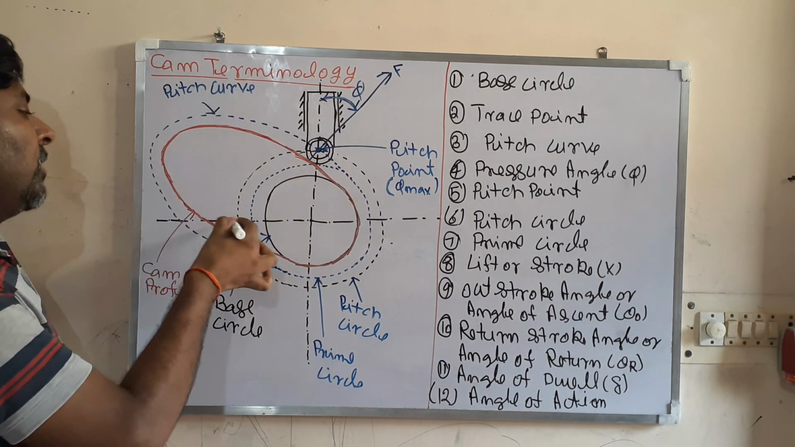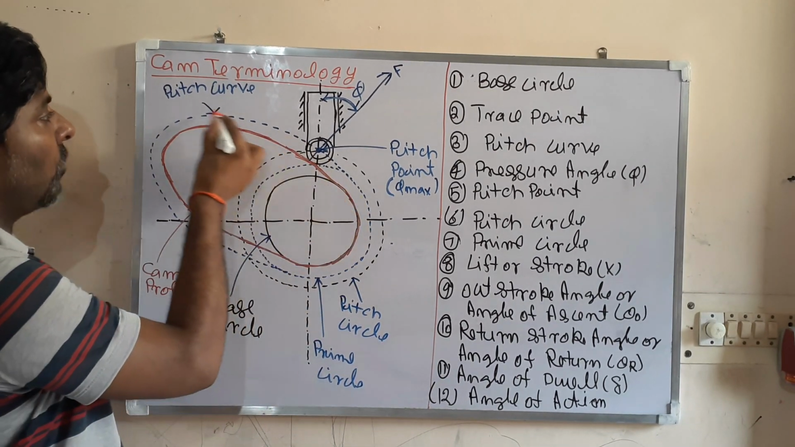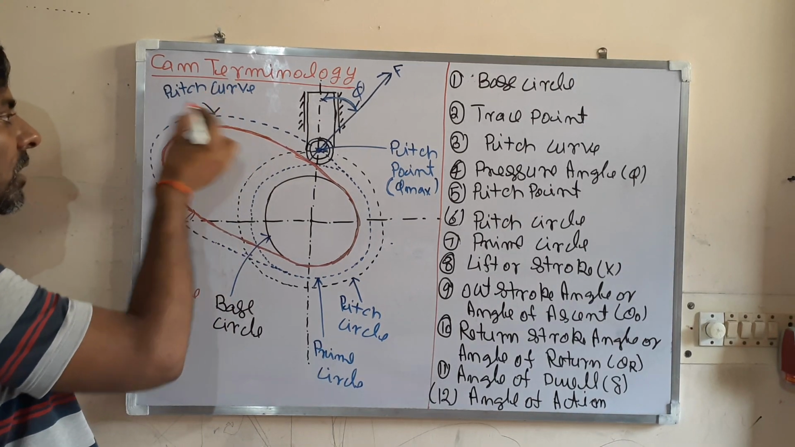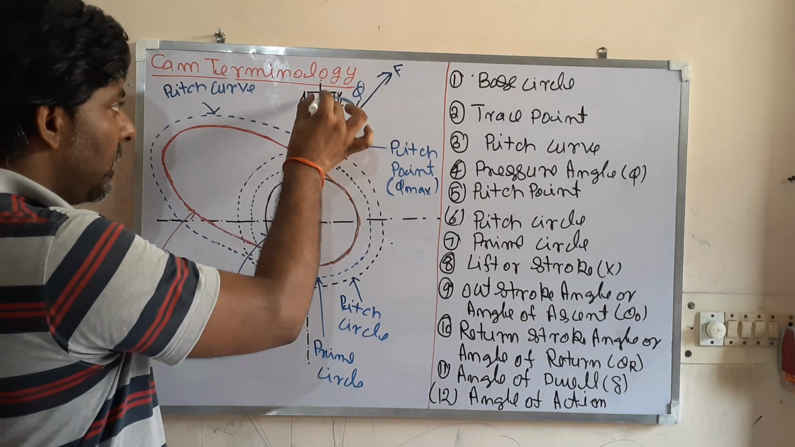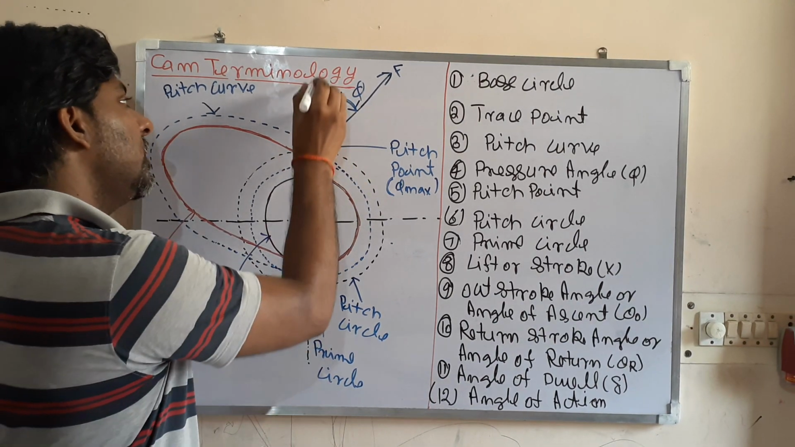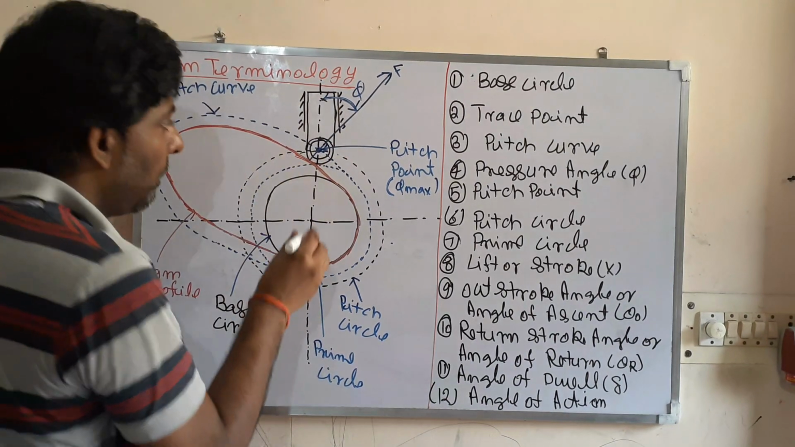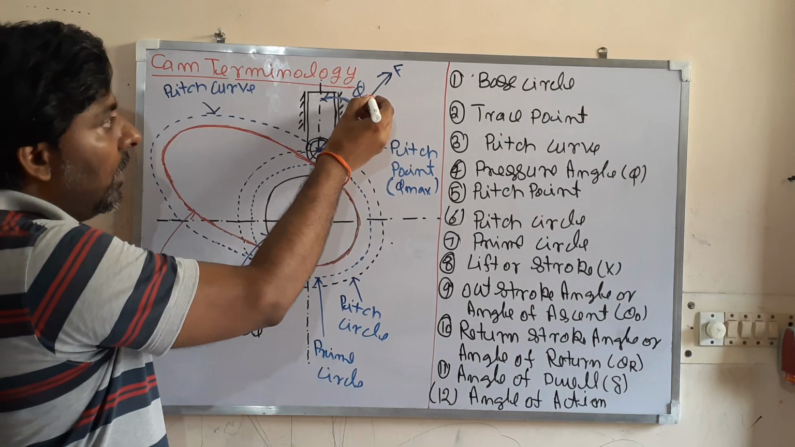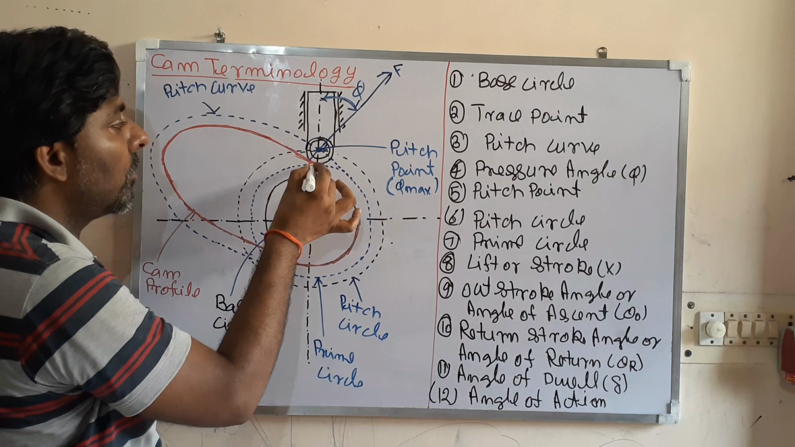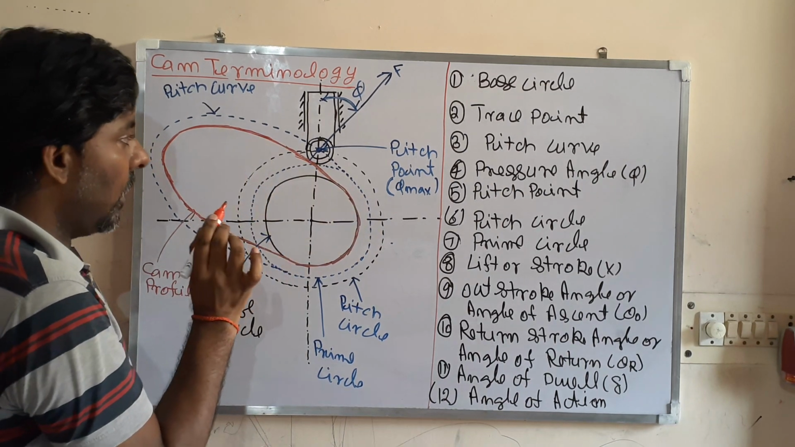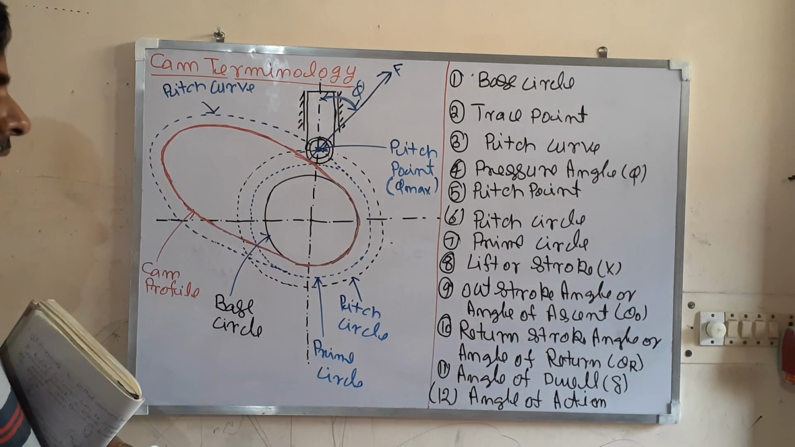Following the cam profile, you have one more curve. Look at this one. This is the pitch curve. This is your roller follower. This is the line of stroke of the follower. And this is a normal drawn to the cam profile. Now let us start and see one by one.